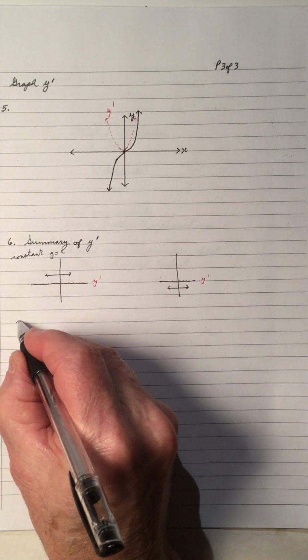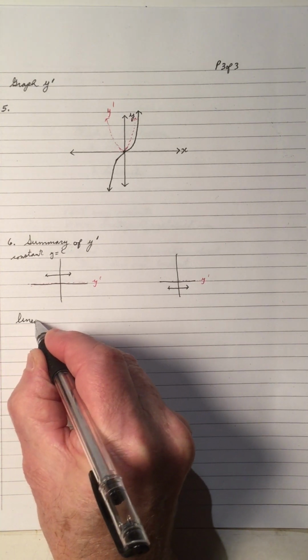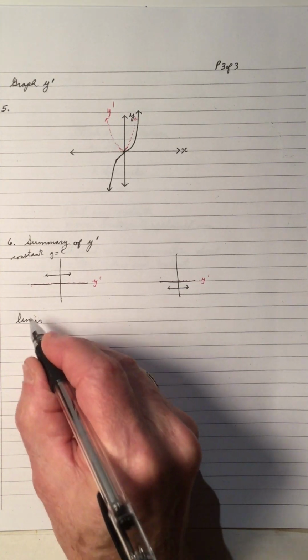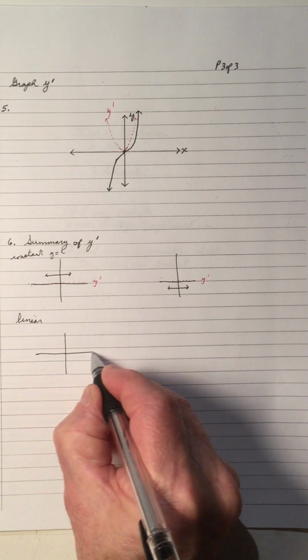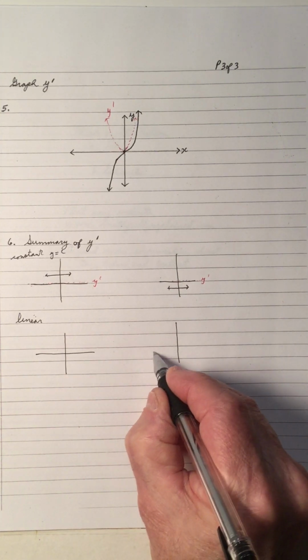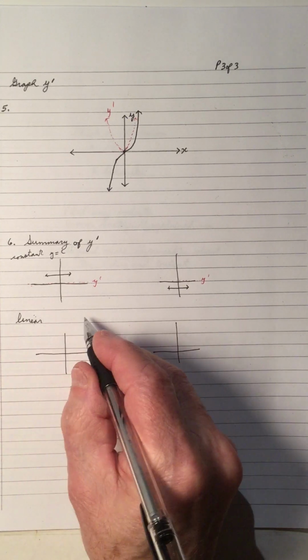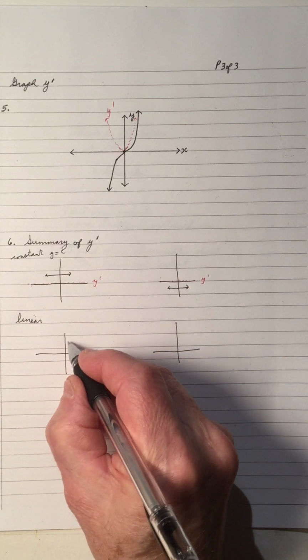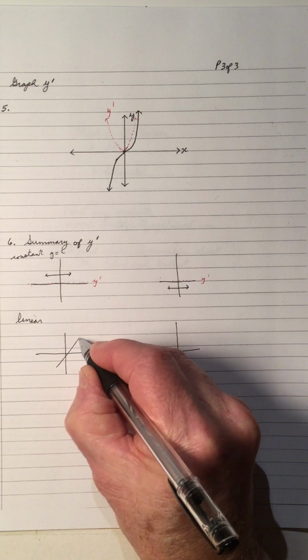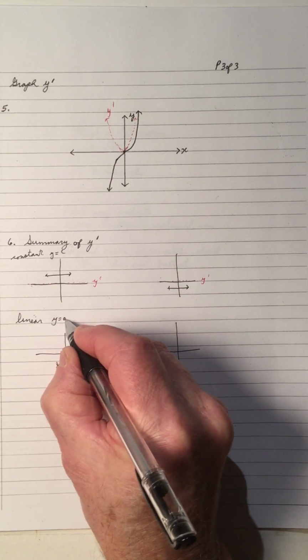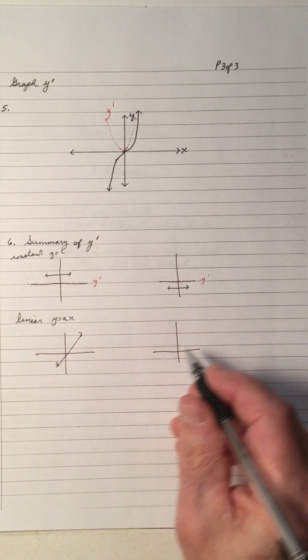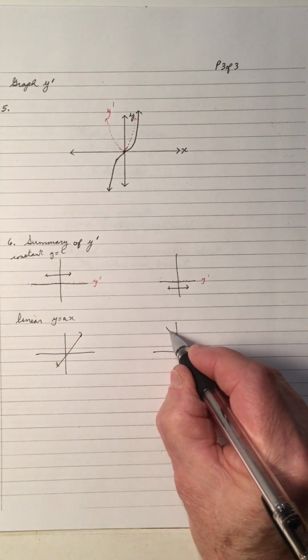And what about if we have a linear? What about y prime for a linear? Let's draw a grid for a linear. We could have a linear that's positive, and a linear could be y equals ax. This is a positive, and this is a negative.